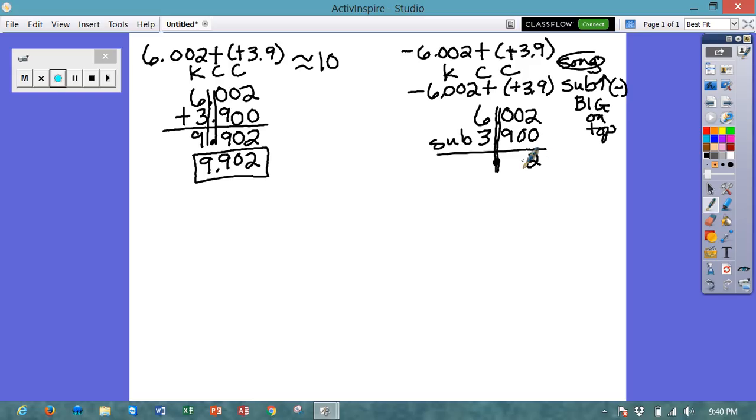And so 2 minus nothing is 2. 0 minus 0 is nothing. I need to borrow and make this 10. 10 minus 9 is 1. 5 minus 3 is 2. And I already decided that my answer should be negative, so I don't want to forget to put that on there. 2 and 102 thousandths is the final answer.